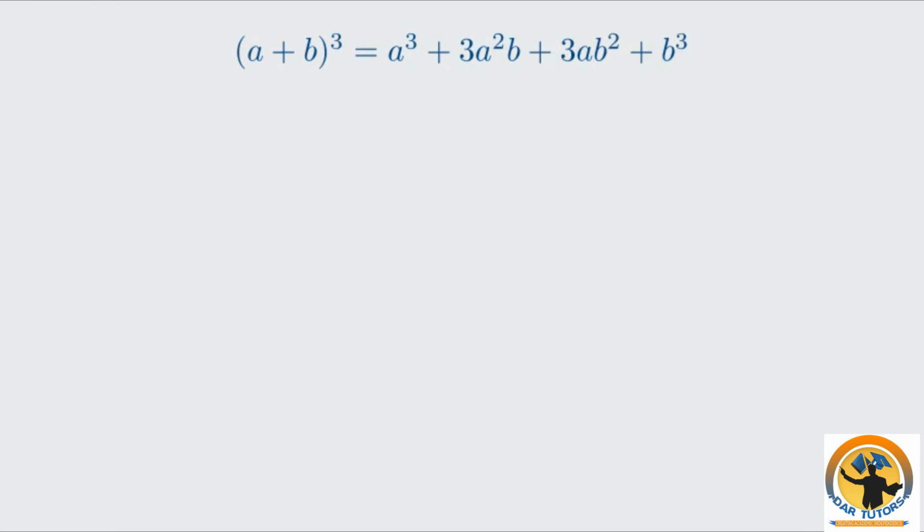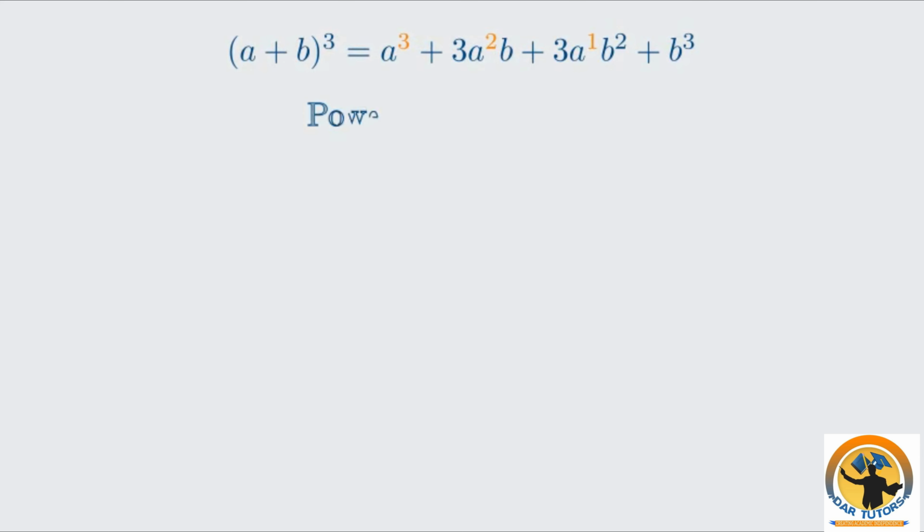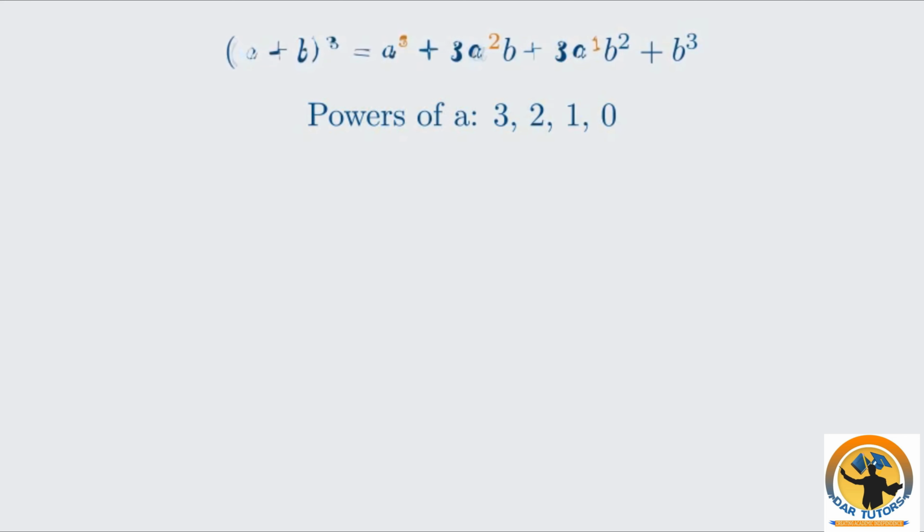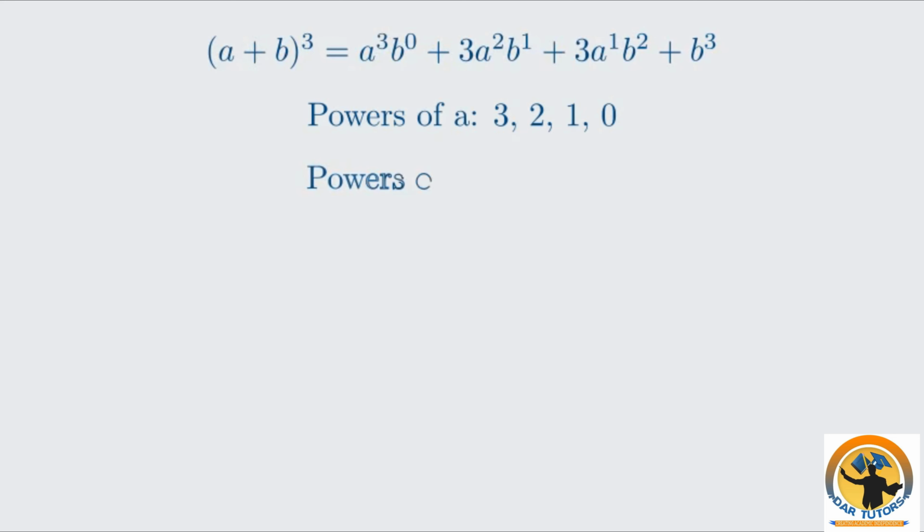First, let's examine the powers of a and b in each term. In the expansion of a plus b cubed, the powers of a are 3, 2, 1, and 0. They decrease by 1 in each subsequent term. Notice how the power of a starts at 3 and decreases to 0. Conversely, the powers of b start at 0 and increase to 3.